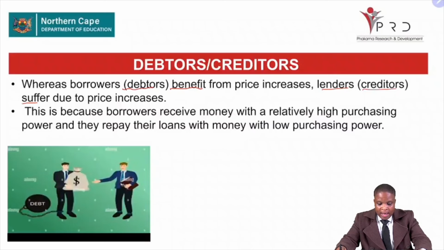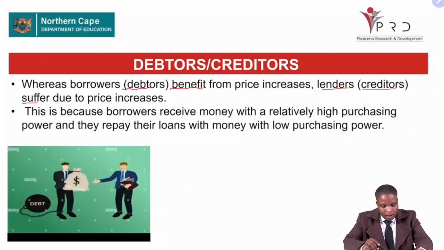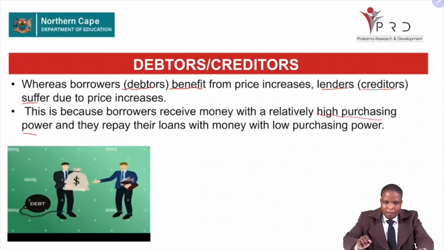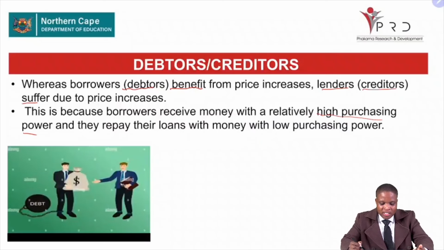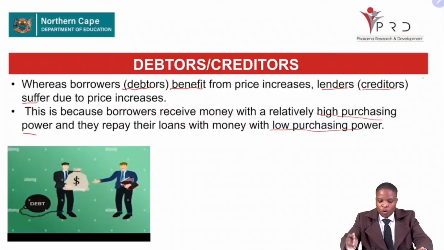So it means that the money the lender is getting now has less purchasing power compared to when you received the money. This is because borrowers receive money with a relatively higher purchasing power. So a borrower gets the money when its purchasing power is high, and then they repay their loans with a lower purchasing power. The one who suffers is the lender, the person that lent you money, because now they receive money with less purchasing power.